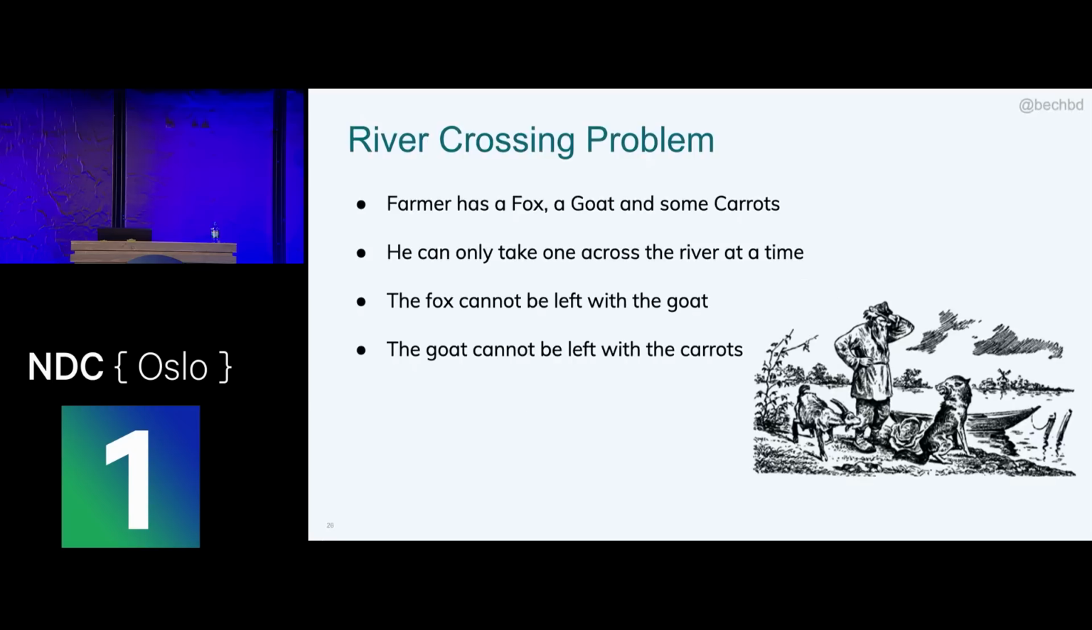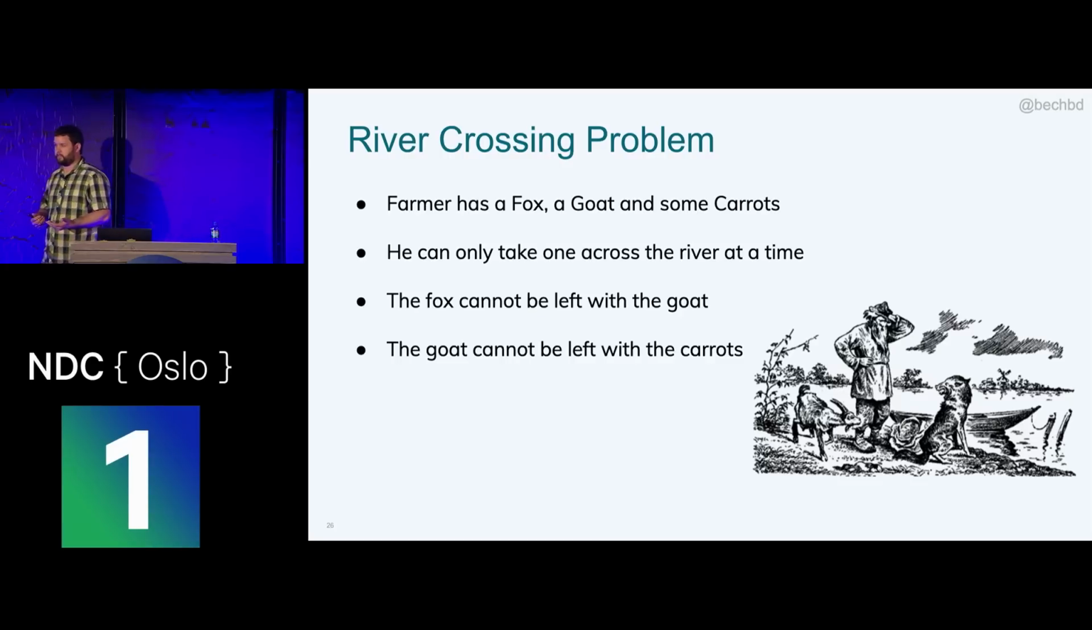But how do you use it? Well, I like to use this riddle of the river crossing problem. I don't know if that's common. This river crossing problem is common here in Europe, but is it in the US? So the river crossing problem is you have a farmer that's got a fox, a goat, and some carrots. He can only take one of them across a river at a specific time, but there's a couple of constraints.